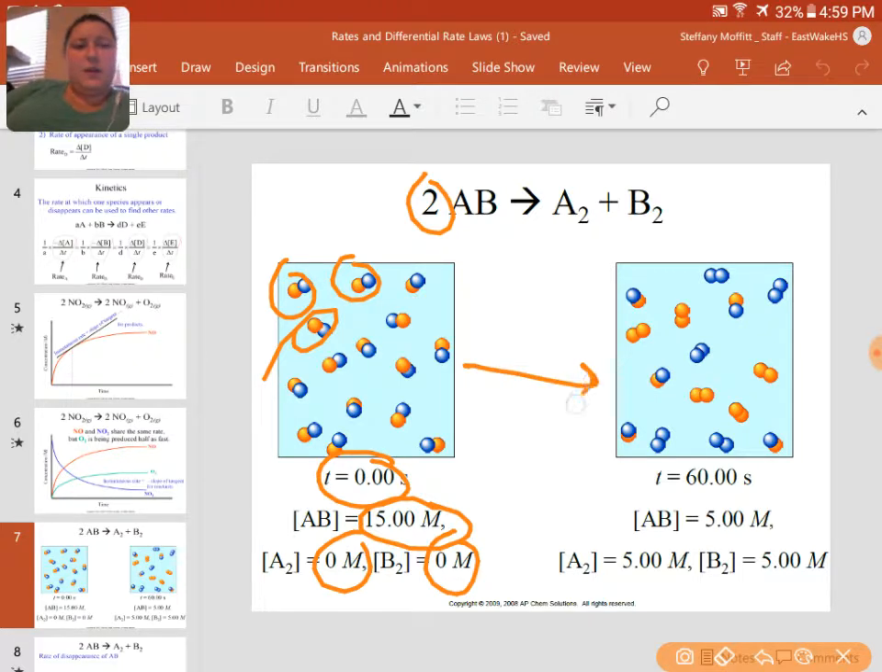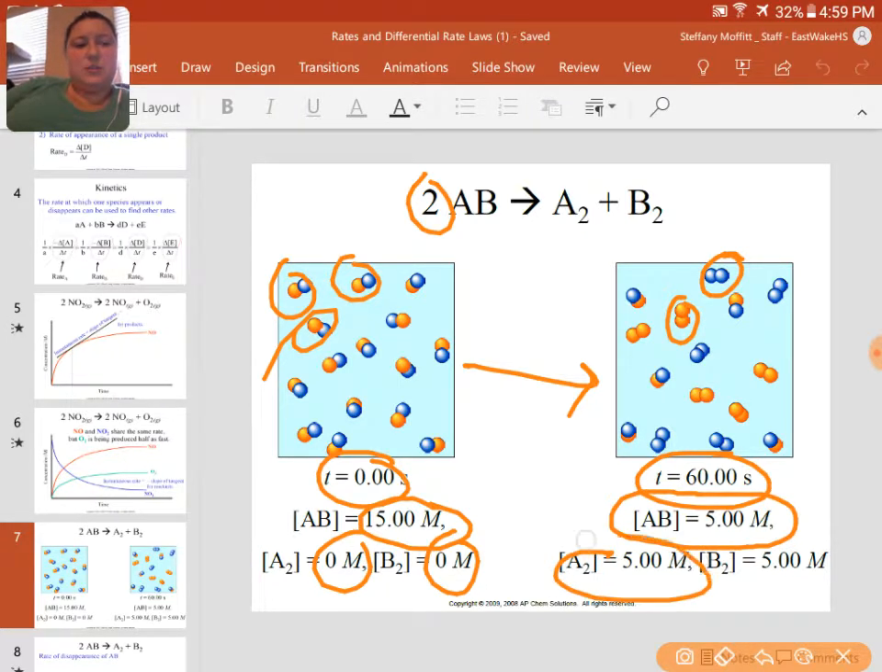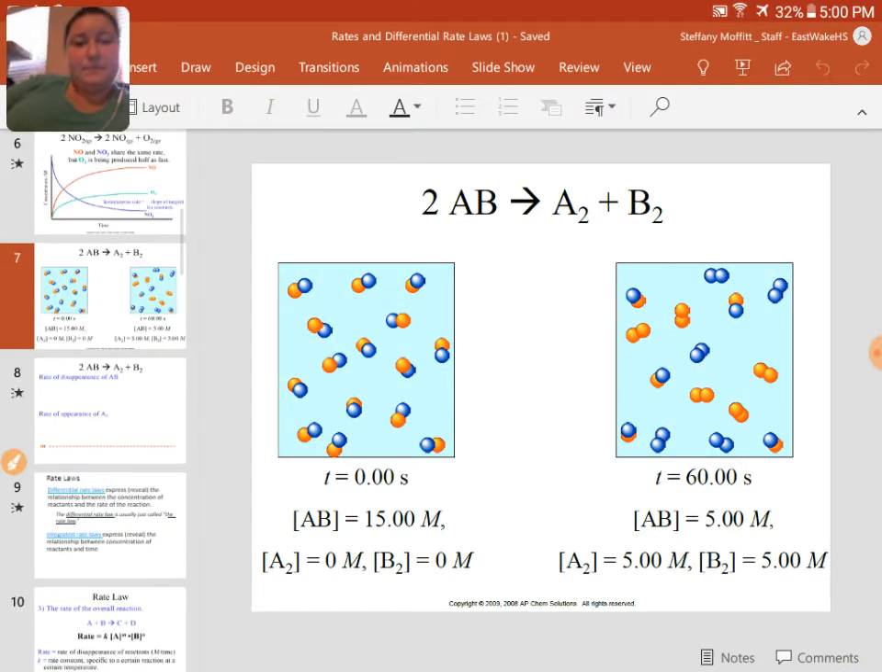When we move over here, we have A2 and we have B2, and that's at time equals 60 seconds. At this point, AB's concentration is 5, and A's concentration is 5, and B's concentration is 5. So basically it kind of spread out, and we could calculate any of these numbers using the ones that we have. If B was X, we could calculate what that is based on everything else.